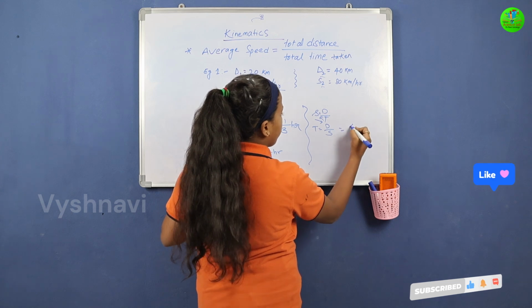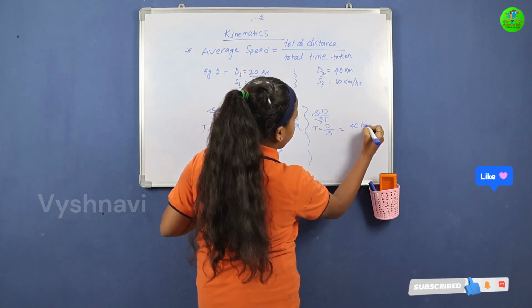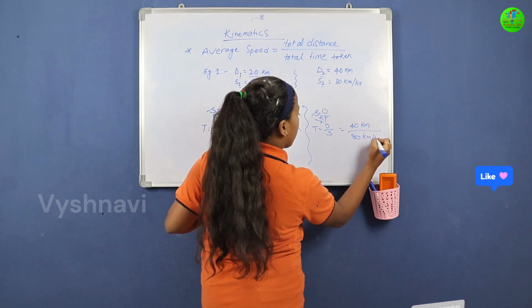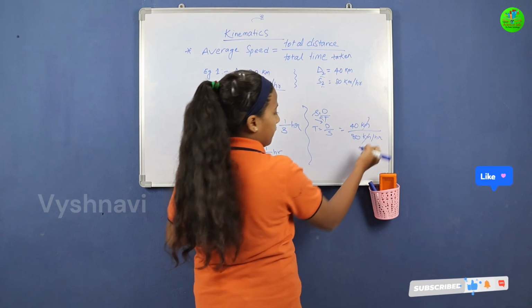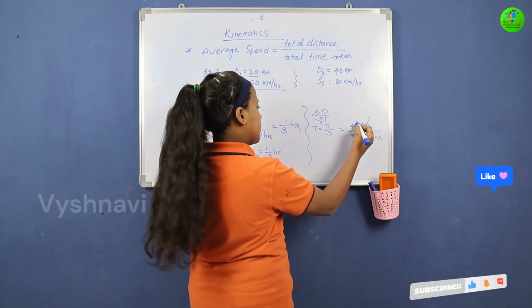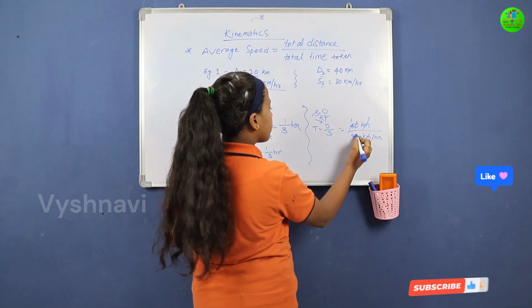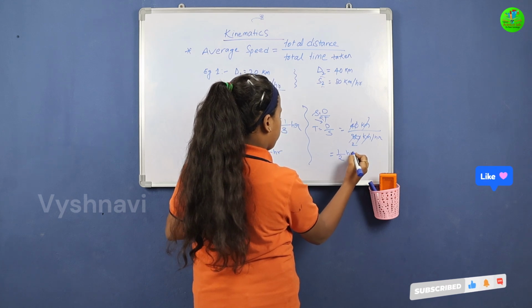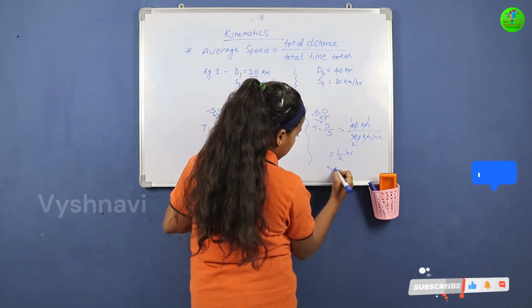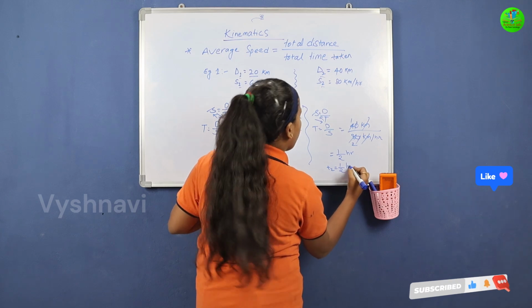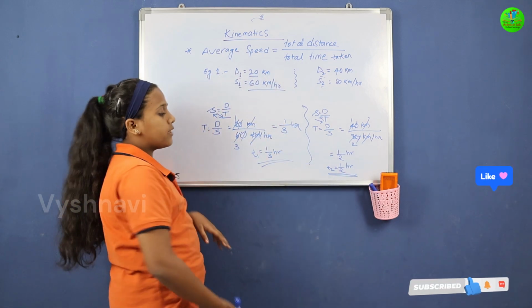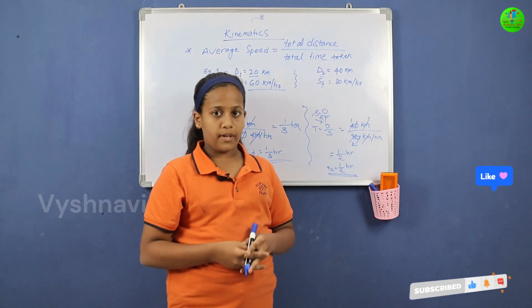Okay, T2 is equal to 40 kilometers by 80 kilometers per hour. Kilometer units cancel, zero cancels, 4 ones are 4, 4 twos are 8, which is equal to 1 by 2 hour, so T2 equals 1 by 2 hour. These are the answers. T1 is equal to 1 by 3 hour, T2 is equal to 1 by 2 hours.